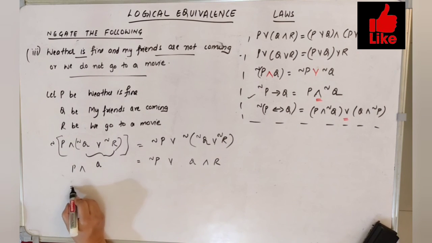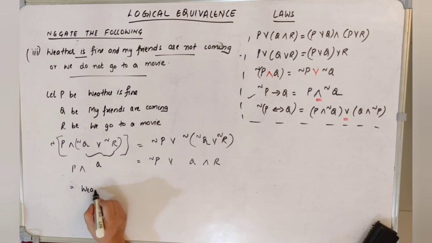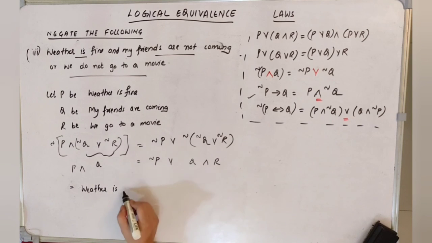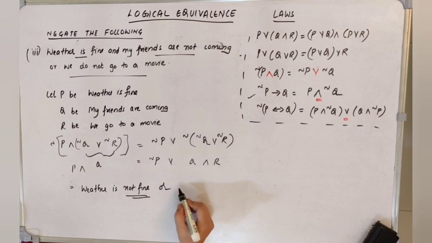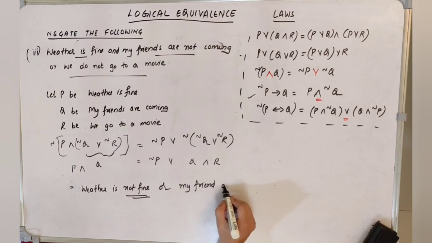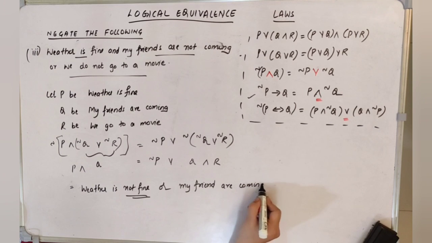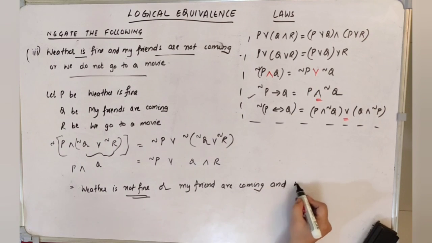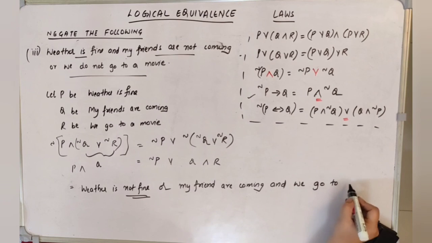Now let's write it in verbal form. What is P? Weather is not fine. Or what is Q? My friends are coming and we go to a movie.